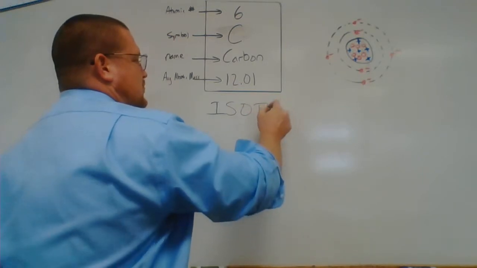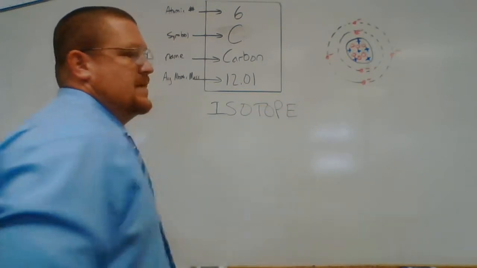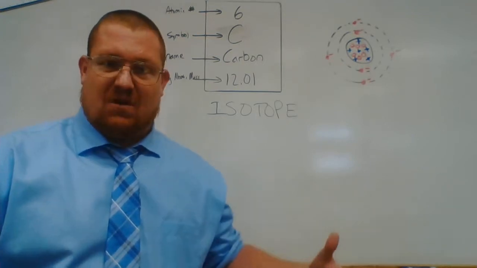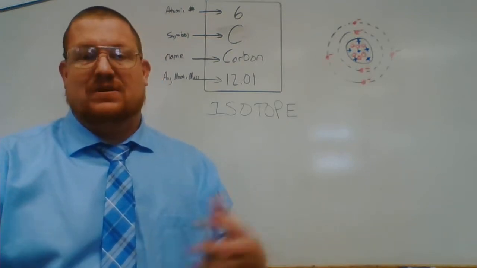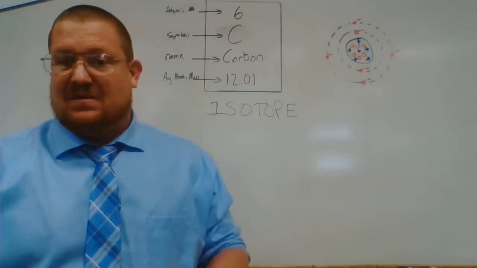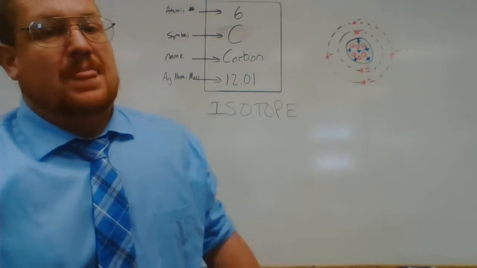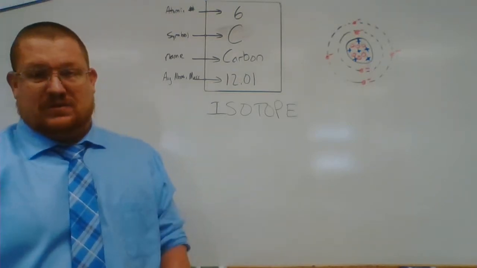Isotope. This is different versions of the same element. So different versions of carbon, different versions of hydrogen, different versions of whatever. Meaning it's still carbon, still hydrogen, but it's different. It might be heavier or lighter or something like that. So we're going to focus on carbon and use carbon to explain the situation.